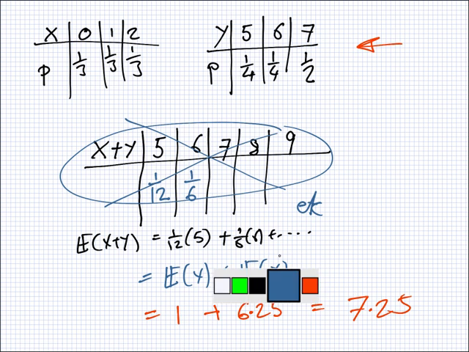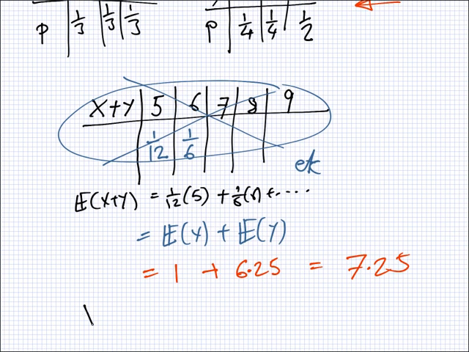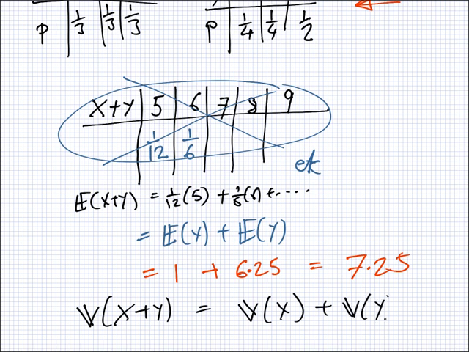Okay. And you could do the same thing for variance. So if I said what's the variance of x plus y, that's equal to variance of x plus variance of y. Now, don't be confused, because my rule that I gave you earlier is if you're adding on a constant, and I said it doesn't matter if you add on a constant, but this is a variable.